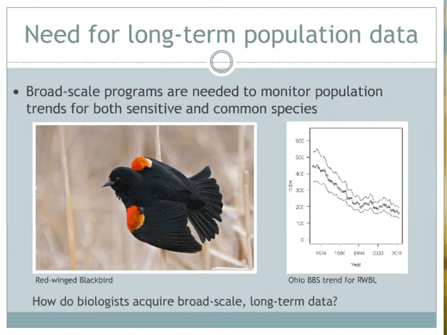If we take red-winged blackbird, for instance, we know it's still one of the most common birds in North America, easily found along any roadside ditch for the most part in Ohio. Yet, if we take a look at the breeding bird survey trend for the state, we can see a fairly consistent decline since the mid-1960s for the species. So using this long-term population data, we can really start to understand what bird populations are doing.